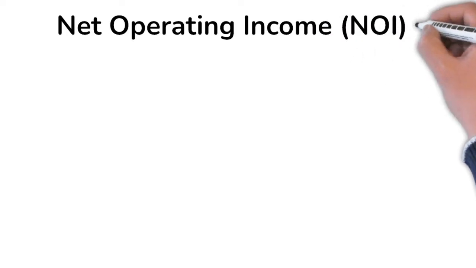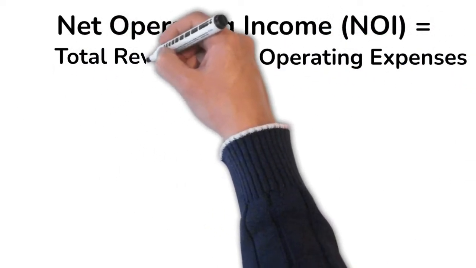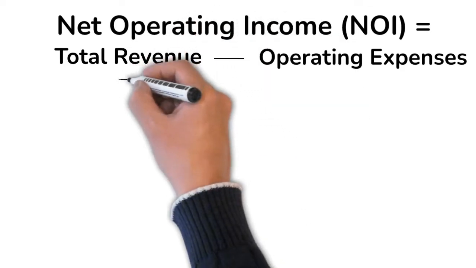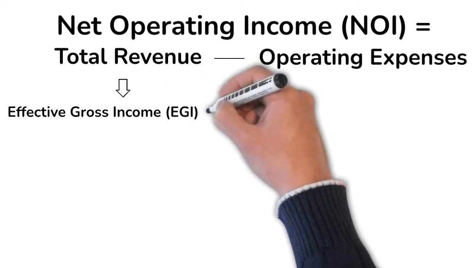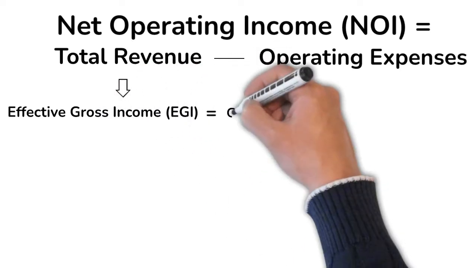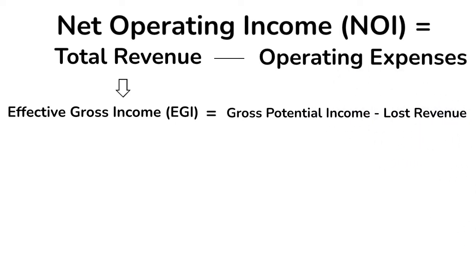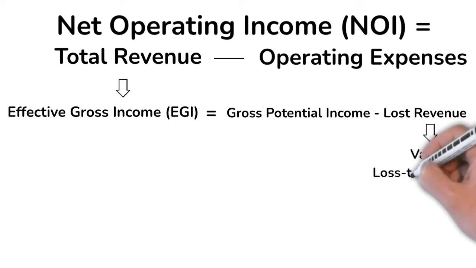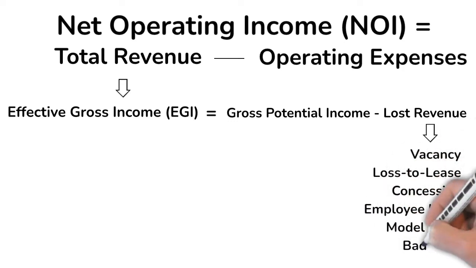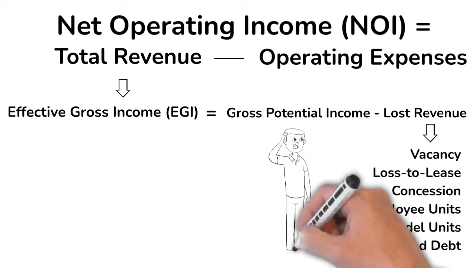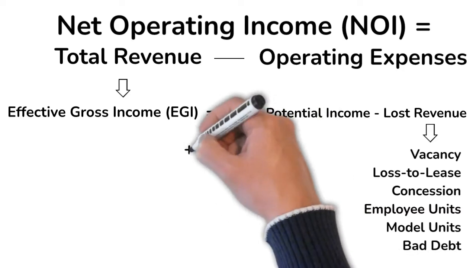Let's first figure out how we determine the net operating income, or NOI. The NOI is calculated by subtracting the property's operating expenses from the total revenue the property generates. The total revenue is known as the effective gross income, or EGI. To determine the EGI, we take the gross potential income and subtract the revenue lost due to vacancy, loss to lease, concessions, employee units, model units, and bad debt. Confused yet? Don't worry, it'll all make sense shortly.